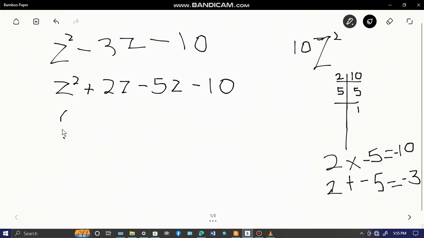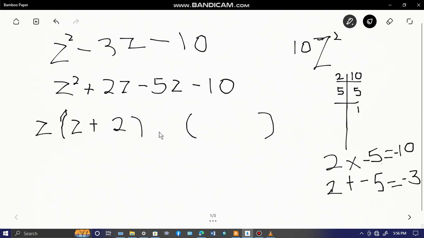So you have the first bracket here and the second bracket here. In the first group of numbers, that is z squared and 2z, you find the common factor. If you check well, you will see that the common factor there is z. Z into z squared will give you z. Z into 2z will give you plus 2.